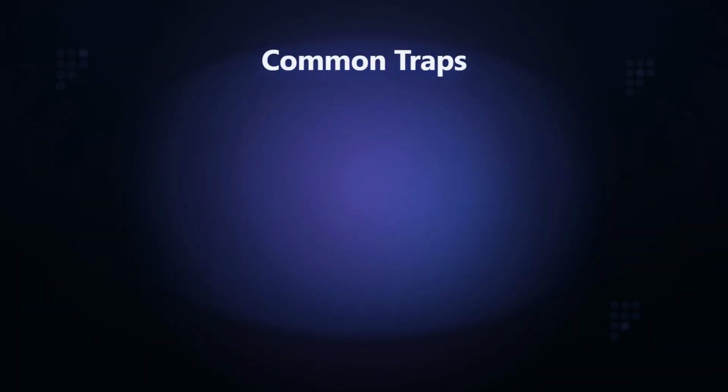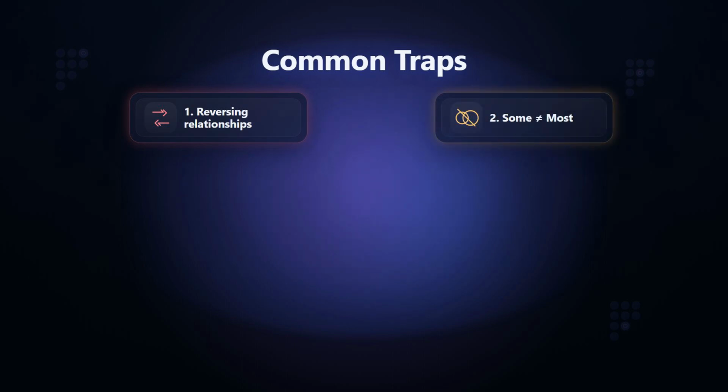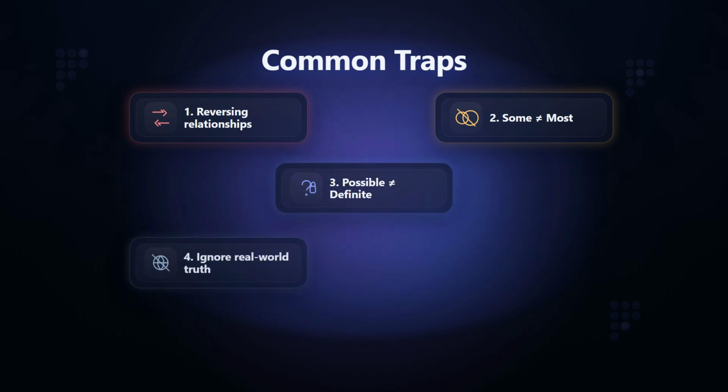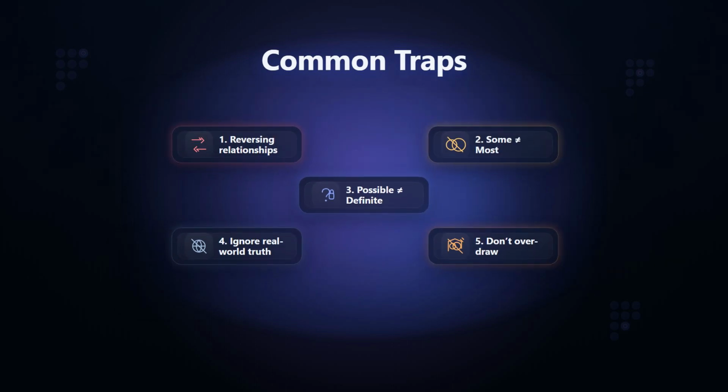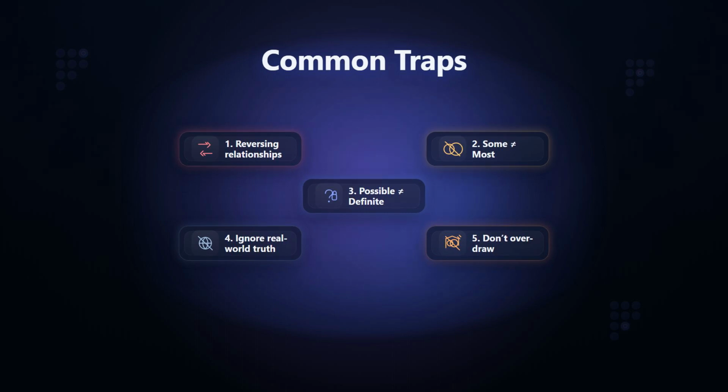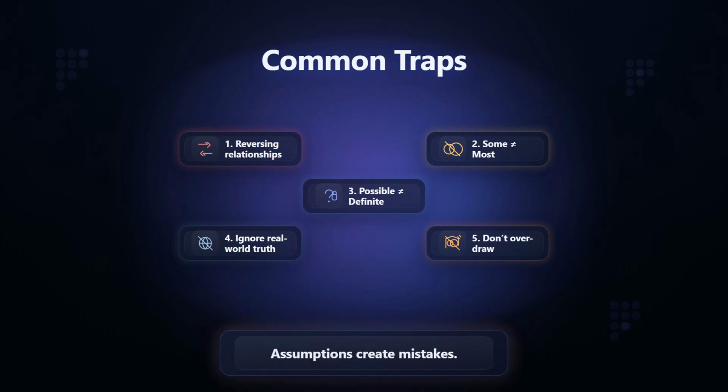Before we wrap up, remember the biggest syllogism traps. Trap 1. Reversing the relationship. Trap 2. Assuming some means most. Trap 3. Treating possible as definite. Trap 4. Using real-world knowledge instead of the given statements. And trap 5. Drawing more than the question actually says. Most syllogism mistakes are assumption mistakes.